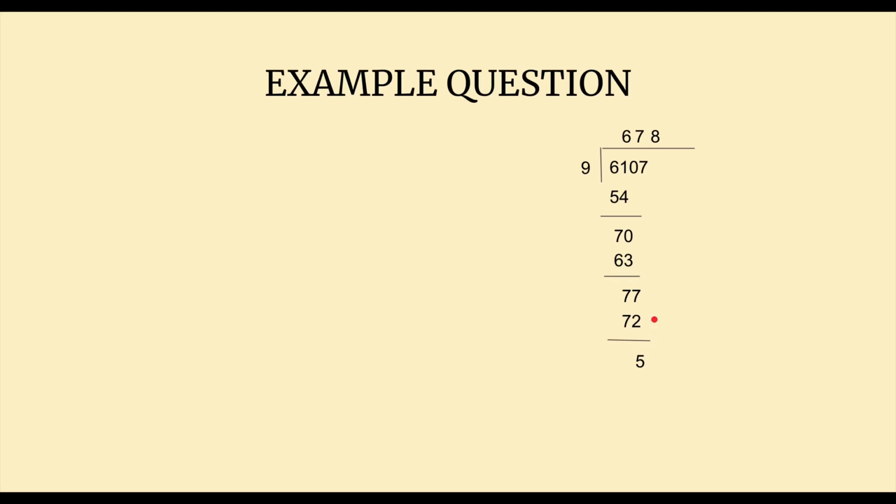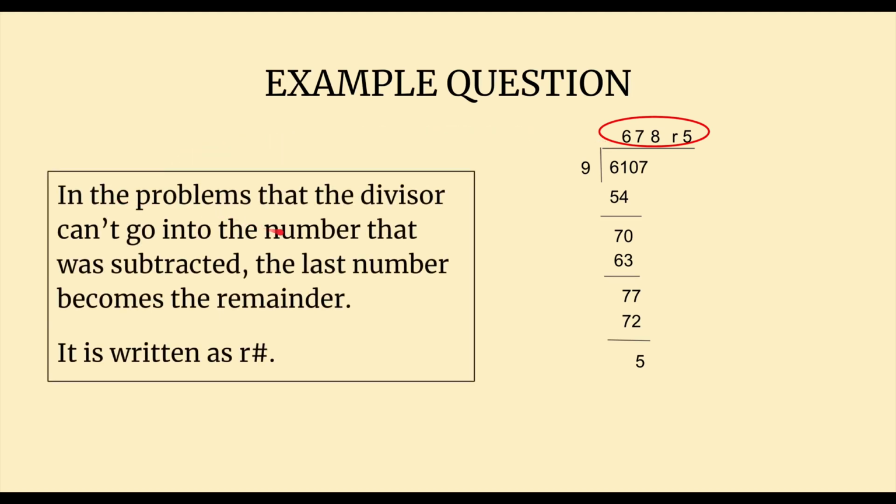Now, this is where it goes to remainders. So 9 can't go into 5, right? And it's not a 0, which means it's not your final answer. So that means this is your remainder, because this is your leftover number that you can't do anything about, right? So 9 can't go into 5, so 5 is your remainder. It's a leftover number that's just there. So that's your answer. Okay? In the problems where the divisor can't go into the number that was subtracted, the last number becomes the remainder. So it's written as R and then whatever number it was. So this answer would be 678 remainder 5, or R5.